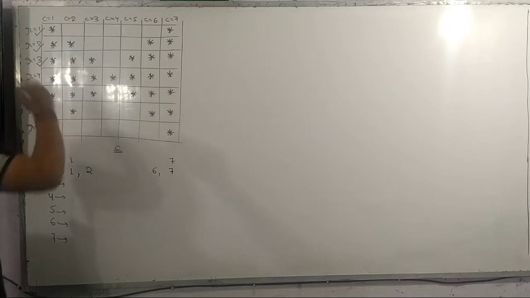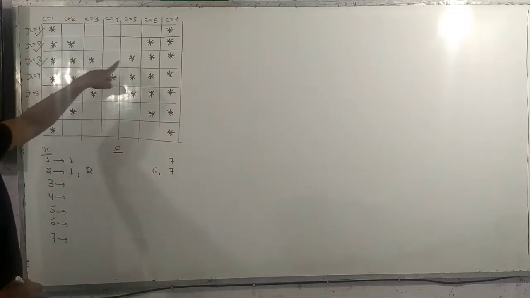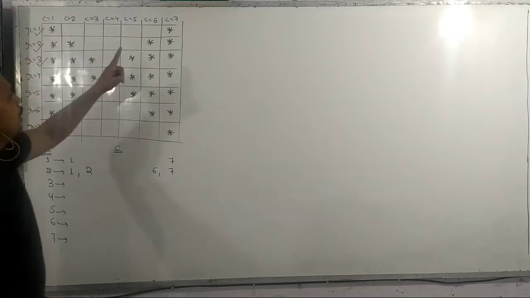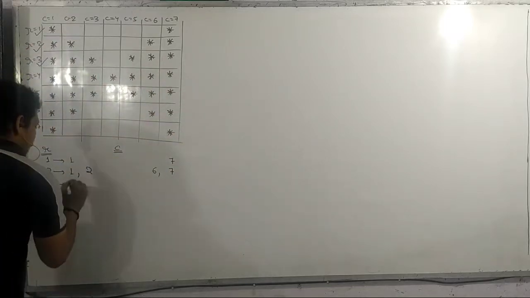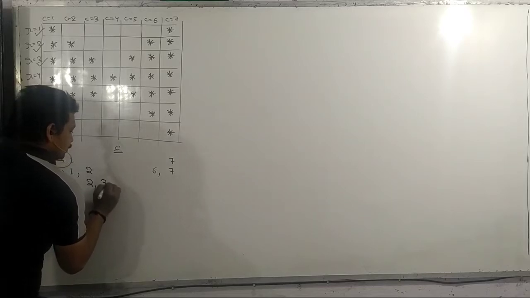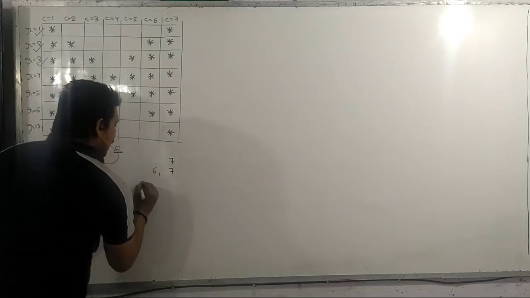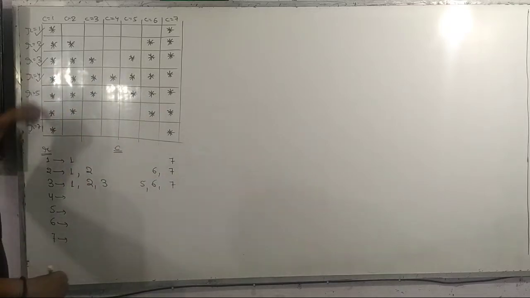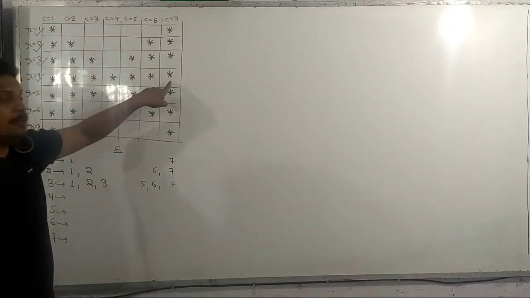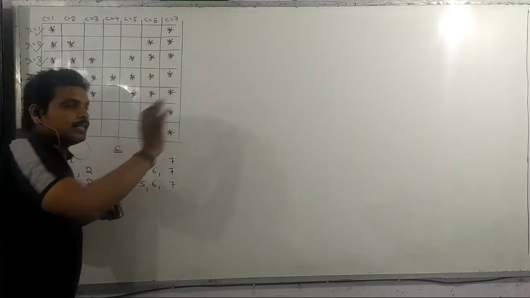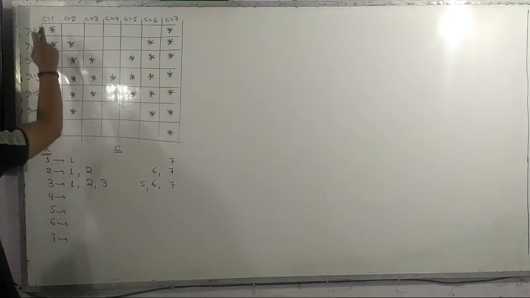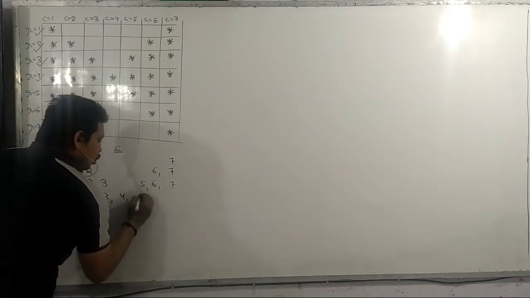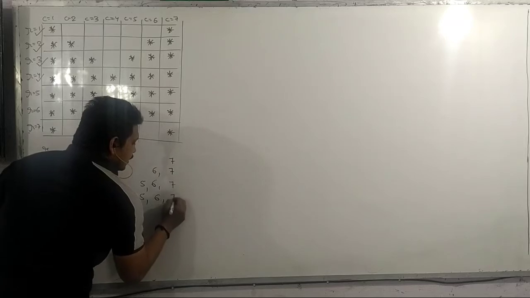When R is equal to 3, on which values of C the stars are getting printed? When C is equal to 1, 2, 3 or 5, 6, 7. When R is equal to 4, on which values of C the stars are getting printed? For all values of C the stars are getting printed. So I will write here 1, 2, 3, 4, 5, 6, 7.